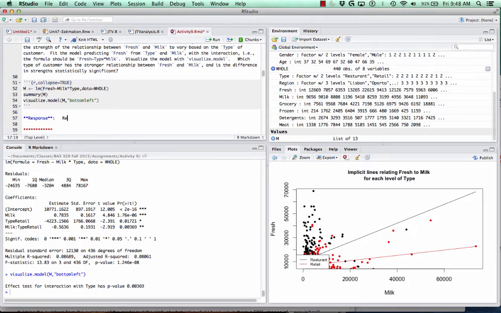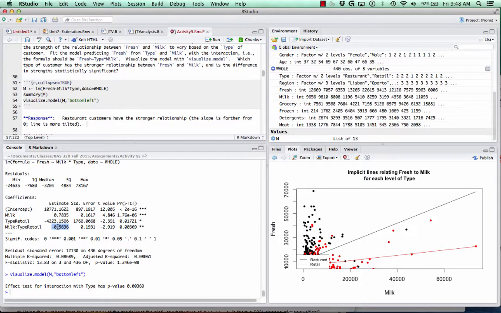So which type of customer has the stronger relationship? It looks like restaurant customers have the stronger relationship. The slope is farther from 0. In other words, the line is more tilted here. And what is the difference in the strengths? Well, the difference in the slopes is actually encoded by the coefficient of the interaction variable here. So it looks like the difference in slopes is minus 0.5 here.